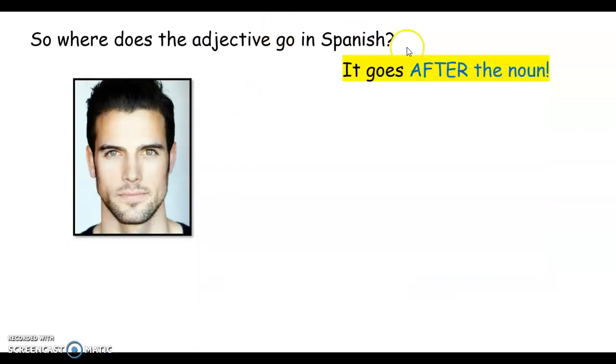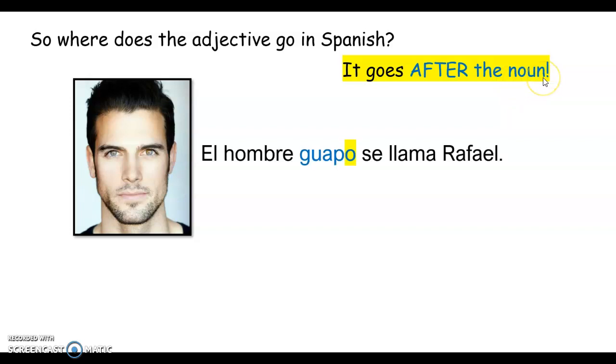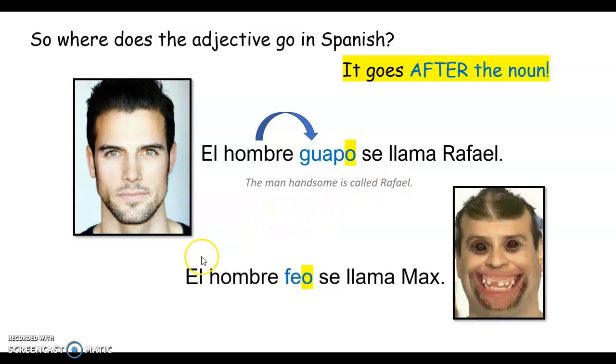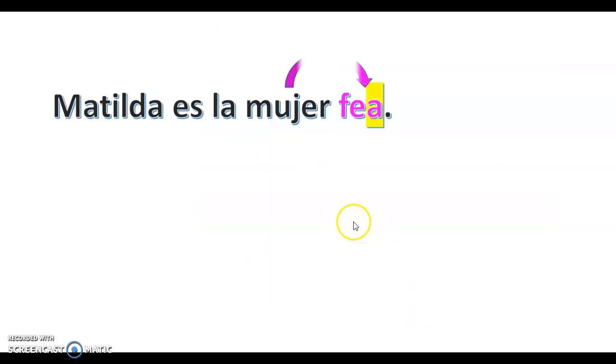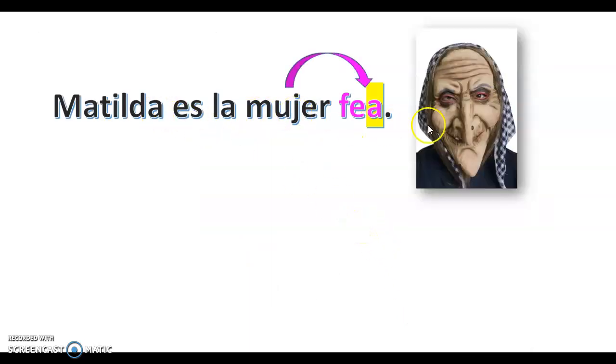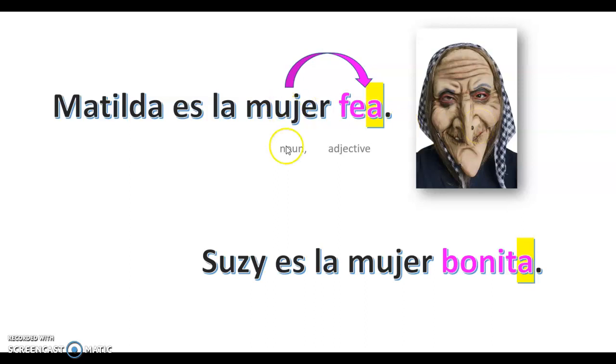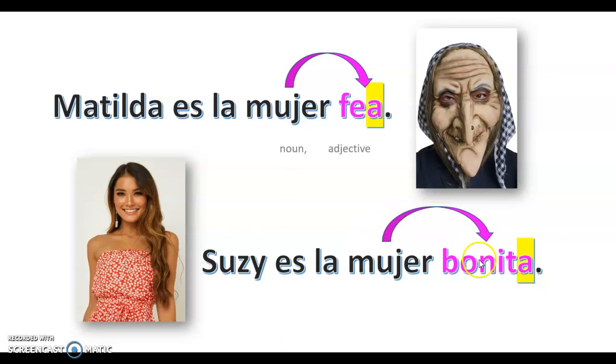So where do the adjectives go in Spanish? They go after the noun they modify. For example, el hombre guapo se llama Rafael. El hombre guapo, the man handsome, is called Rafael. El hombre feo se llama Max. Hombre is man, feo. So you're literally saying the man ugly. Matilda es la mujer fea. The noun and then the adjective. Susie es la mujer bonita.